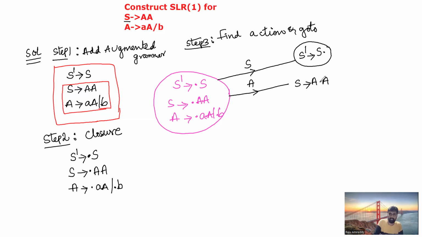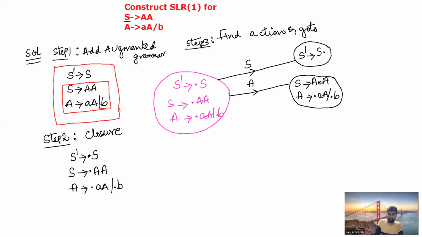After that, we again have A here. In the given production, the values are A → .aA and A → .b. This is the way to find the GOTO. Again, S → .AA will become S → A.A.